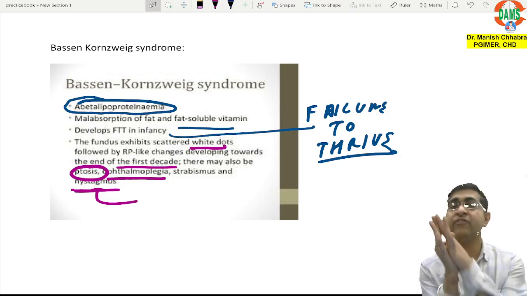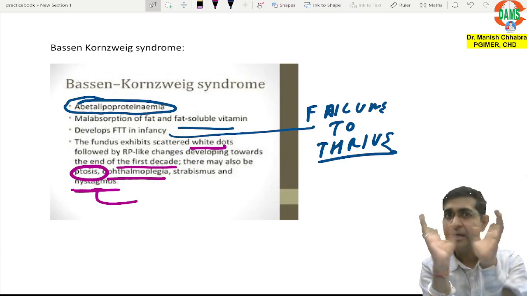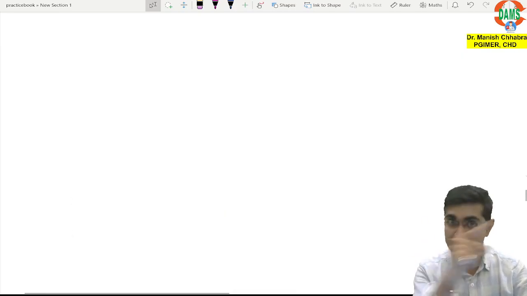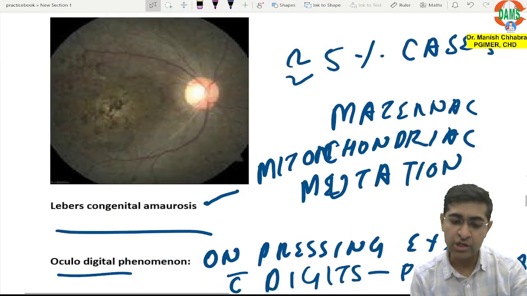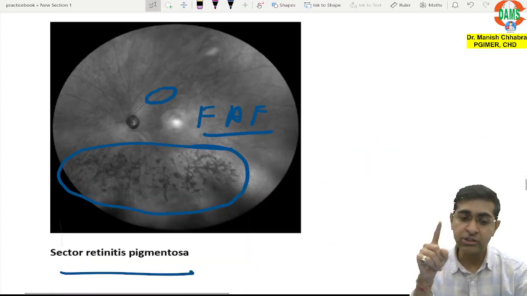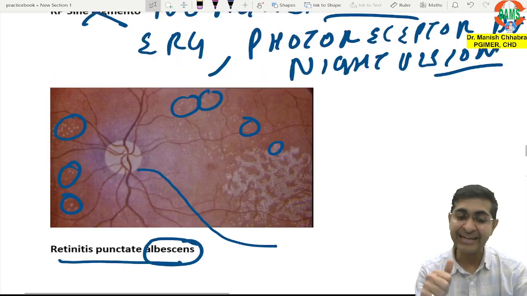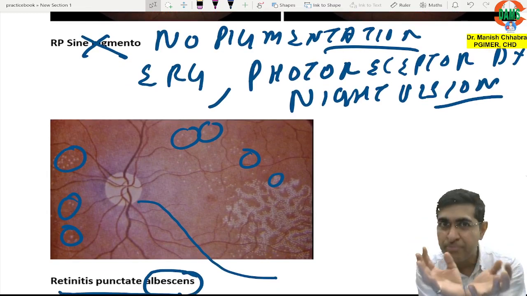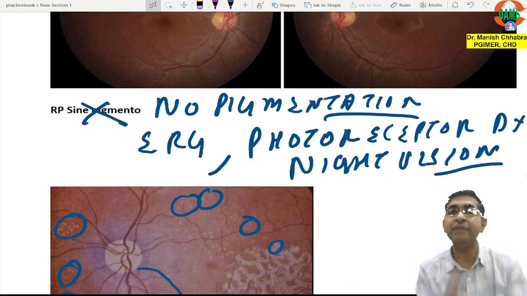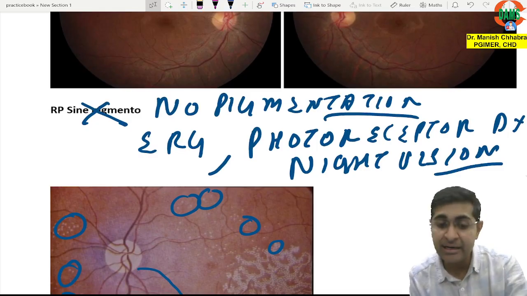Yes, and if I talk about the sectoral RP, that means only at one sector there will be pigmented bony spicule pigmentation, which will be focused on one sector. Then Leber's congenital amaurosis. Then we have, yes, this I have just told you. Then we have retinitis punctata albicans, in which instead of bony spicule pigmentation there will be whitish dots. And RP sine pigmento. Sine means no pigmento. There is RP with no bony spicule pigmentation.